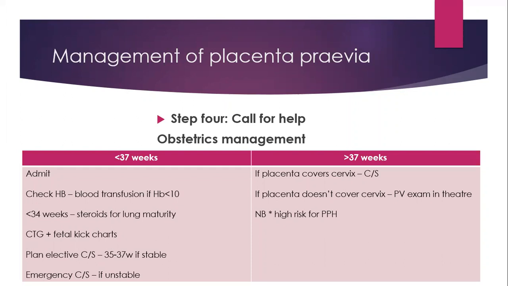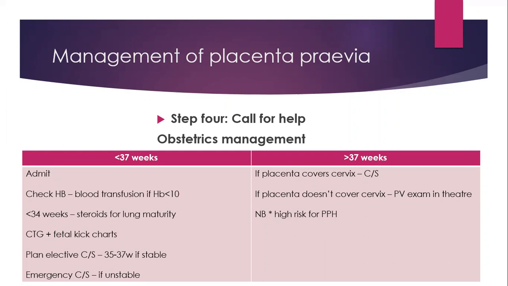And then the obstetric management is just for interest if you wanted to know what their plan forward is. So this is the protocol that is on EM guidance for the obstetricians to manage placenta previa further. So if the patient is less than 37 weeks, they all get admitted. What's important is that we monitor the HB. So if the HB is less than 10, they do recommend blood transfusion. But then what is important is the moment the patient needs a blood transfusion, they are labeled as being unstable and they need to go for emergency C-section.